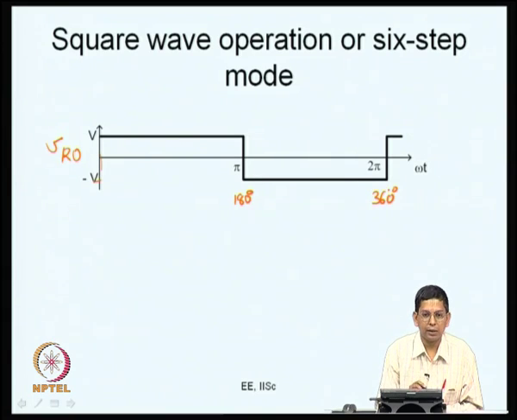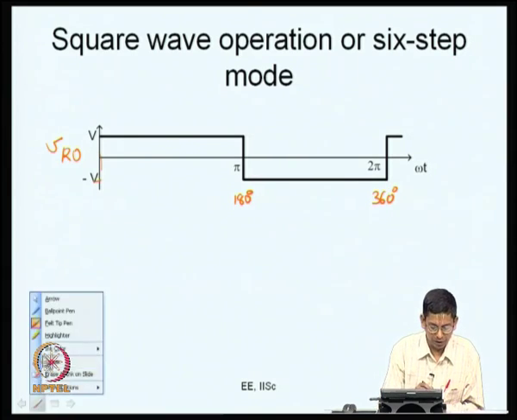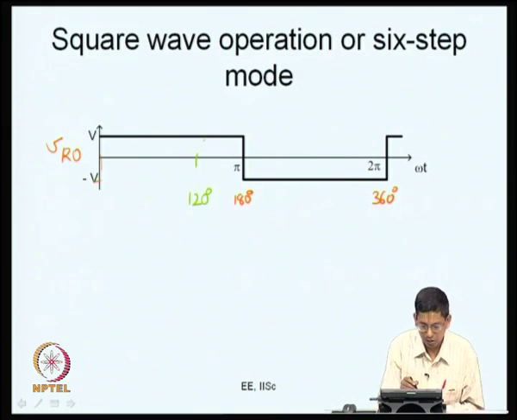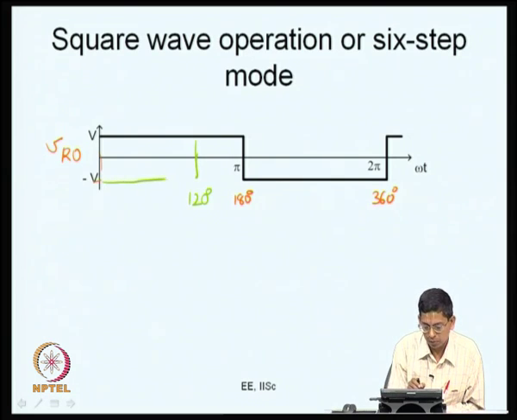How will the Y phase be? The Y phase is in such a fashion that 3-phase symmetry is satisfied. So, at 120 degrees, what happens is the Y phase switches high from low.